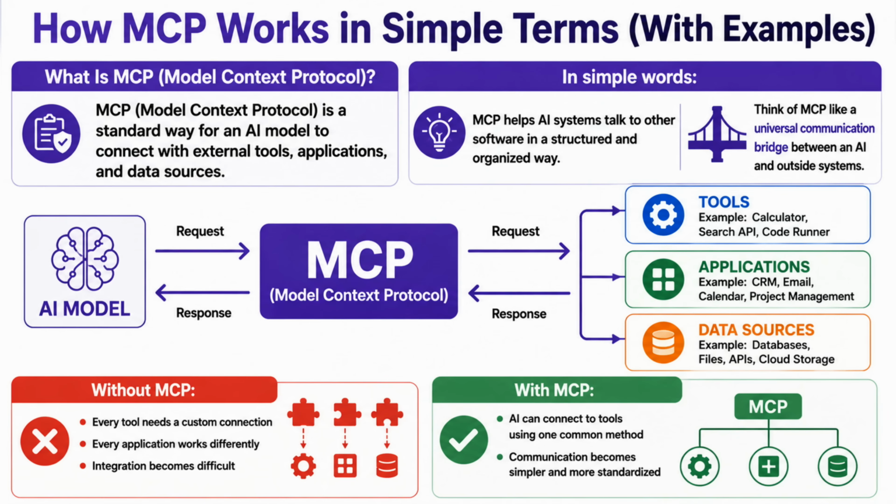This video I will explain how MCP works. What is MCP? MCP stands for Model Context Protocol. MCP is a standard way for an AI model to connect with external tools, applications, and data sources. In simple words, MCP helps AI systems talk to other software in a structured and organized way. You can think of MCP like a universal communication bridge between AI system and outside systems.